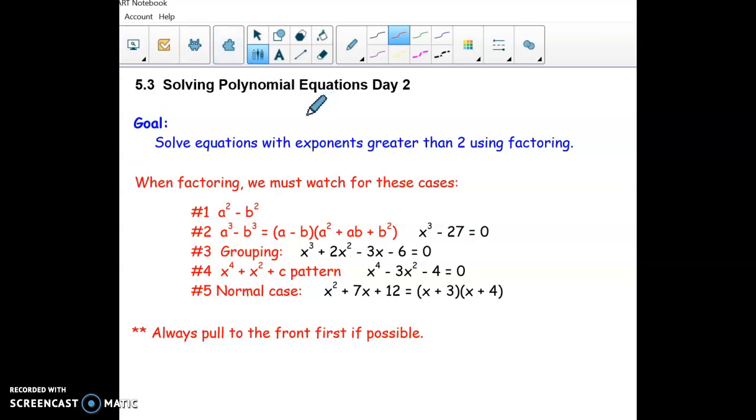Section 5.3, solving polynomial equations, day 2. And we're going to do factoring, right? So basically, we're going to take high-level polynomials, x cubed, x to the fourth, stuff like that, and break it down into smaller pieces using factoring. And why there's so many different lessons for this section is there's a lot of different ways to factor.